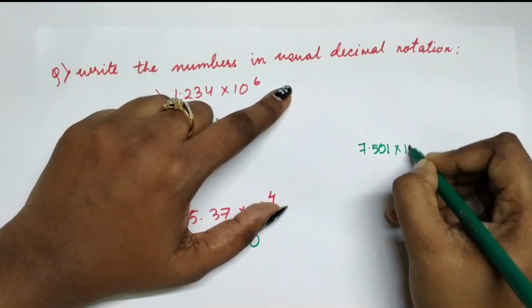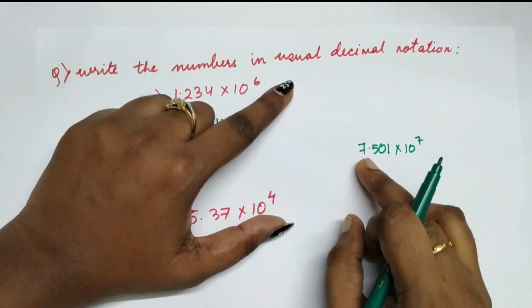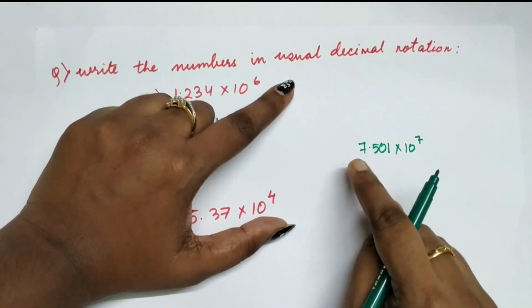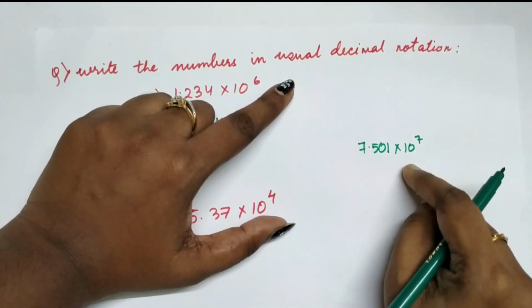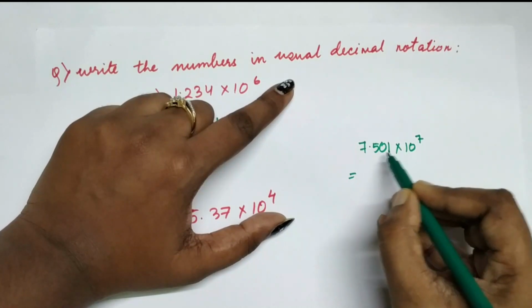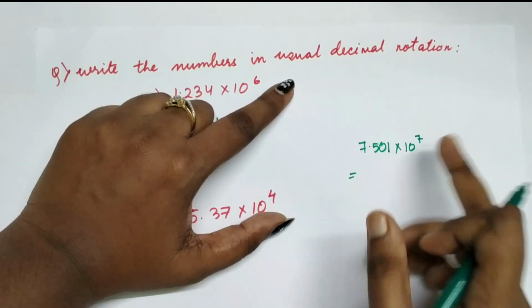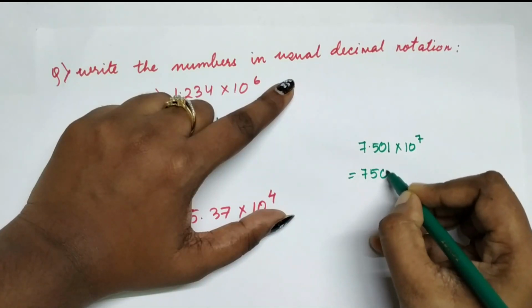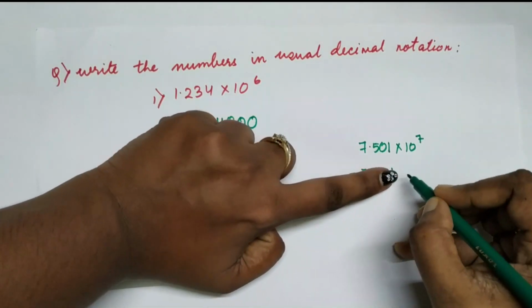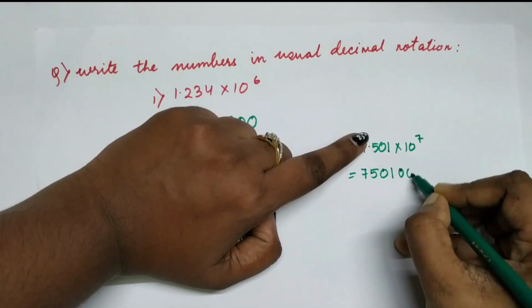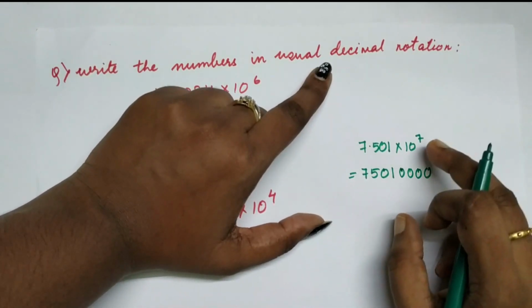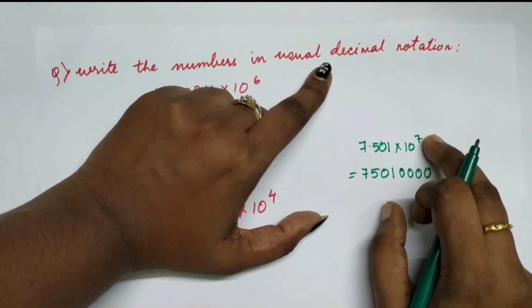Suppose I have a question like this. Suppose you have a question like 7.501 into 10 to the power 7. So already 3 numbers are there, but we have to move it 7 numbers back. So 501. So this is 3 numbers, then 4, 5, 6, 7. So how many zeros did we add? 4 zeros. So that it becomes 10 to the power 7.